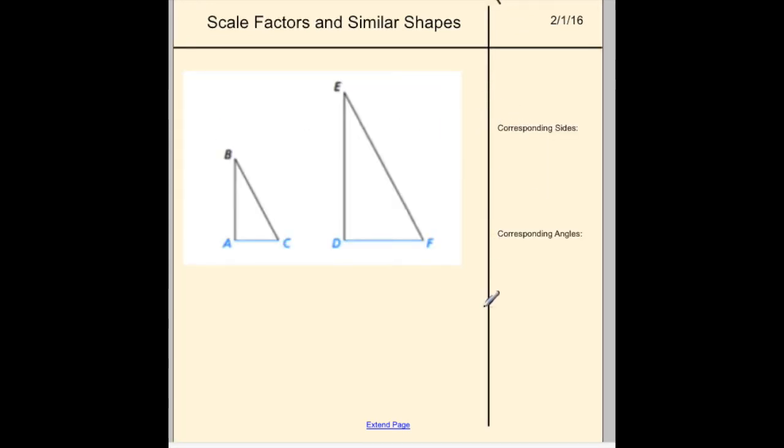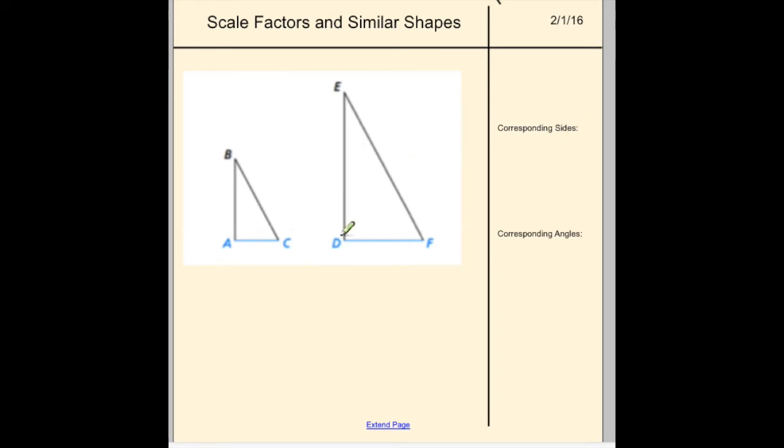Okay, so I'm assuming that if you got here, you've already copied down all of the information from that first page. And so we're going to talk a little bit about what we mean when we're talking about corresponding sides and corresponding angles. And it's a relatively straightforward concept. We just have to be careful not to take it for granted.